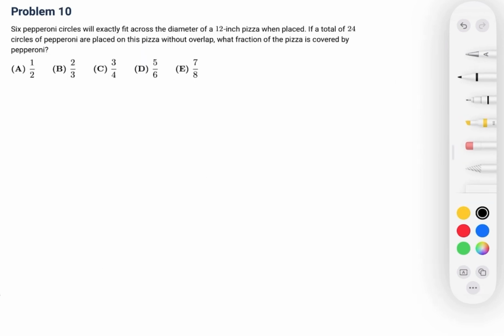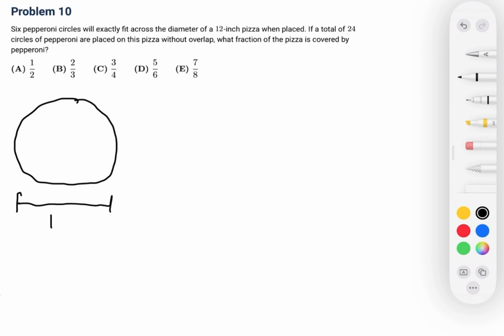Okay, last problem for this video. Problem 10. 6 pepperoni circles will exactly fit across the diameter of a 12-inch pizza when placed. If a total of 24 circles of pepperoni are placed on this pizza without overlap, what fraction of the pizza is covered by pepperoni? So we can draw ourselves a little diagram.